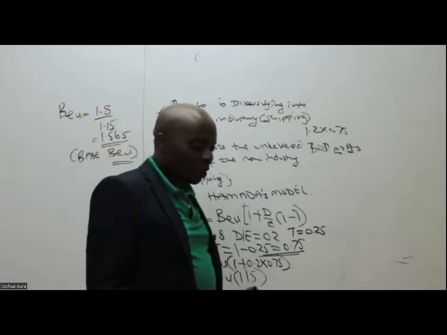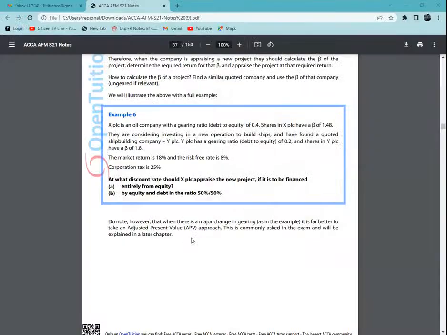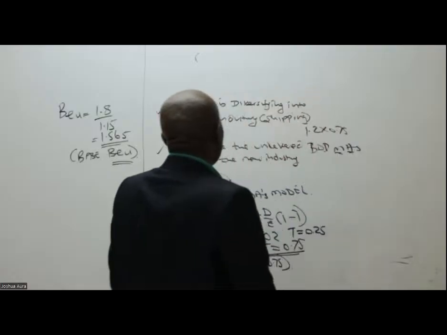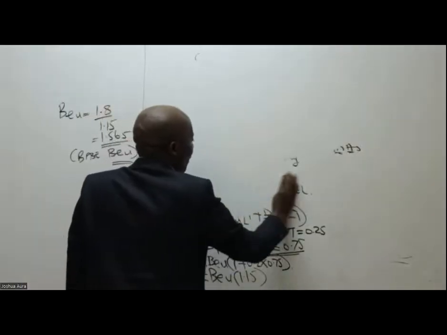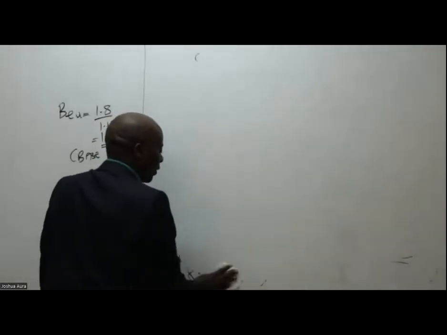But now go and read the question. They wanted us to give them the discounting rate, which in most cases is WACC. At what discounting rate should XPLC appraise a new project if it's to be financed entirely from equity? So no worries, ladies and gentlemen. Of course I know discounting rate. They would always want me to work with WACC as the rate of discounting.